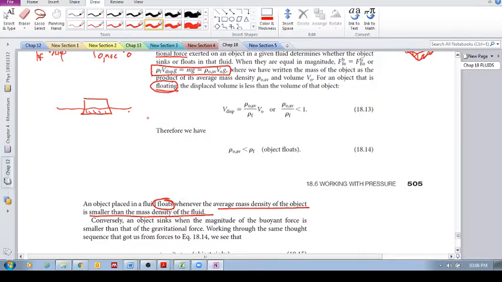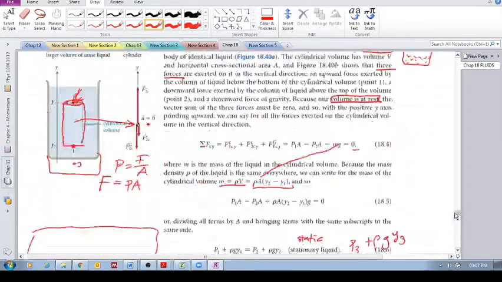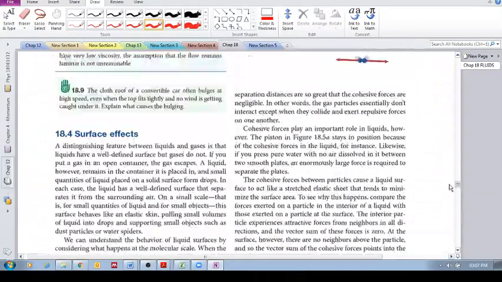But an object can still float when the density of the object is larger than the density of the fluid, so long as the displaced volume of the fluid is large enough. Okay? Please make sure that you understand that. I'm just going to go back and show you.